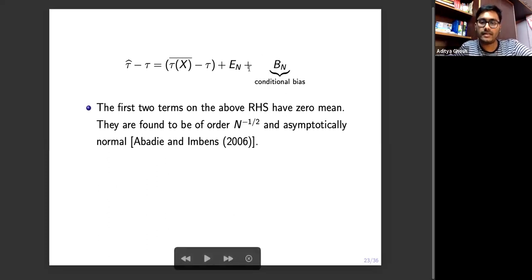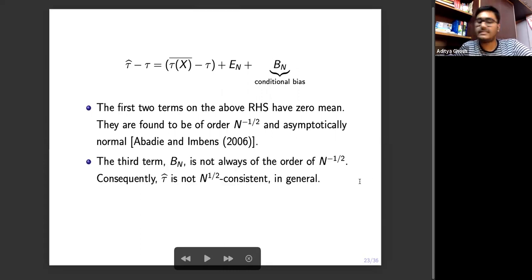Okay, so as I said, the first two terms are well behaved. They are of order this, and they are asymptotically normal. But as you might have guessed, the last term, that is the conditional bias, is not always of the order of n to the power minus half. And this is where all the trouble begins.